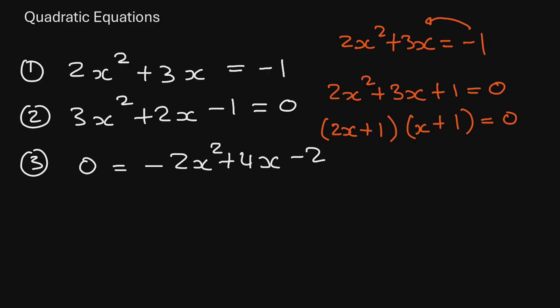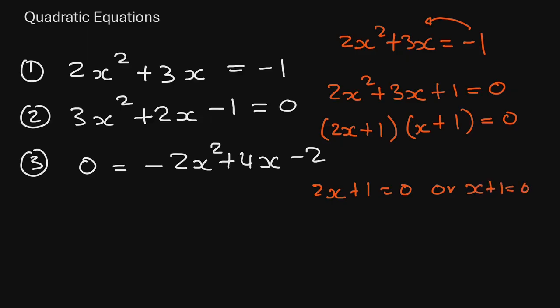So when you solve here, you're going to apply what is called the zero factor law. So the zero factor law says that if this whole thing is 0, therefore 0 multiplied by anything is going to be 0. Therefore, one of the brackets is going to be equal to 0. So we're going to say what? We're going to say 2x plus 1 is equal to 0, or x plus 1 is equal to 0.